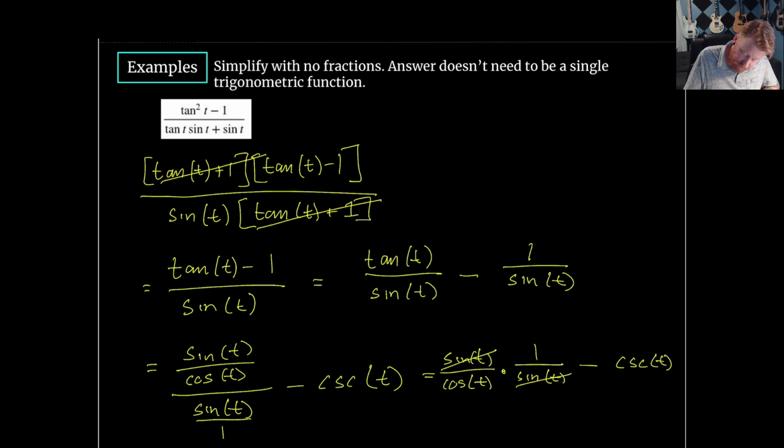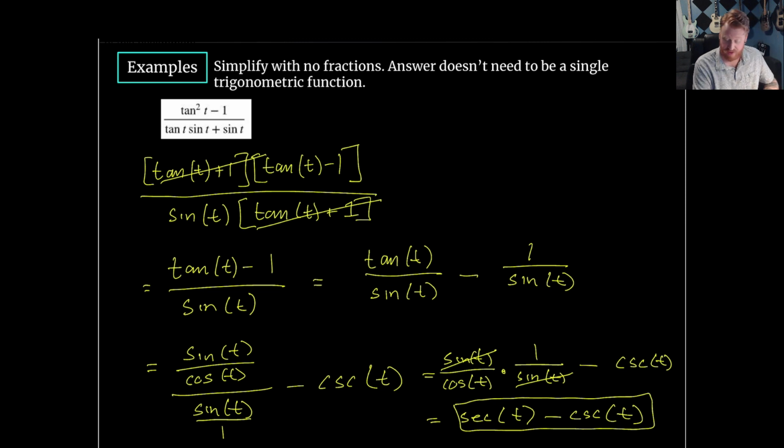These sines of t cancel, and we get 1 over the cosine of t, which is the secant of t minus the cosecant of t. So there we go. We have simplified it with no more fractions. We don't have a single trig function, but that's okay. We've got secant of t minus cosecant of t here.